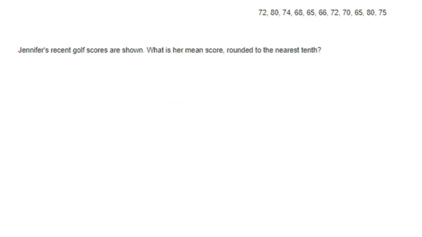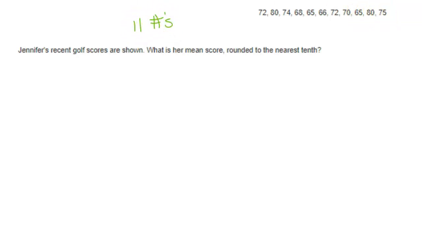All right, sweet. Let's do another one. These are Jennifer's golf scores. It says, what is her mean score rounded to the nearest tenth? So mean means that I need to add them all up and divide by how many numbers there are. It helps my brain to count how many numbers there are in the first place. 1, 2, 3, 4, 5, 6, 7, 8, 9, 10, 11. Okay, so there are 11 numbers.